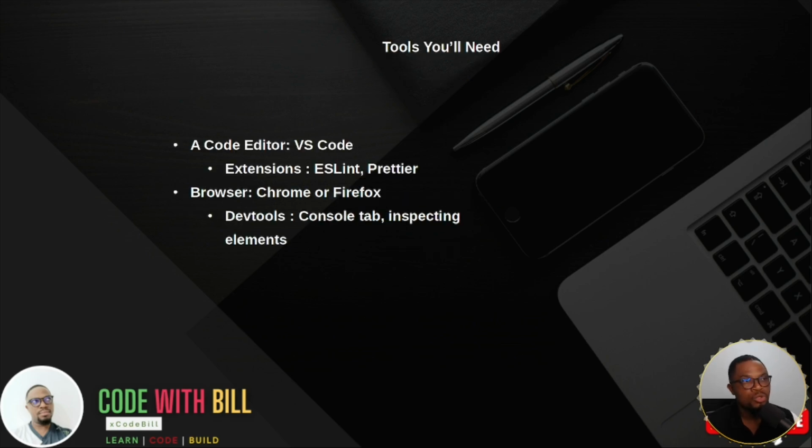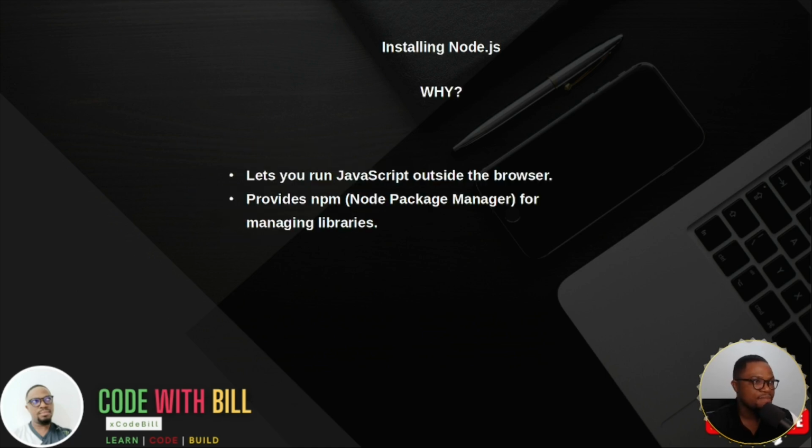Now, the tools that you will need initially at the very beginning are things like VSCode. You might want to install extensions in VSCode like ESLint and Prettier, which is a code formatter. With the browser, I think you will need a browser like Chrome or Firefox, which offer you DevTools, like the console tab, and you have access to be able to inspect the elements.